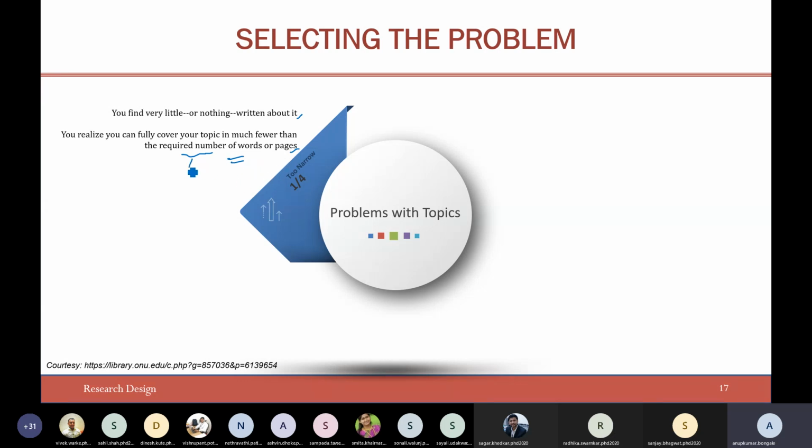You should not end up saying that you have taken up a problem statement and you will cover it in, let's say, 1 month, 2 months, or 6 months. Then what will you do for the next 2.5 years? So that becomes a big question, right?